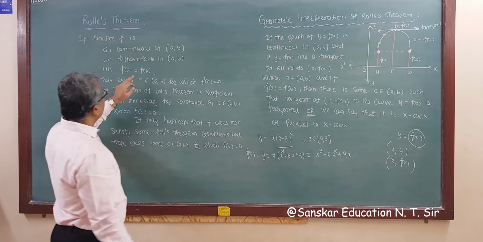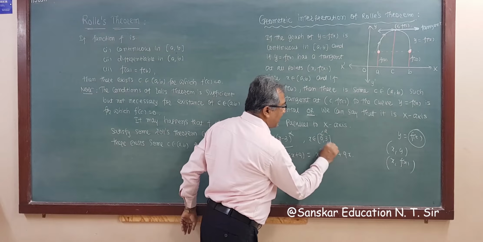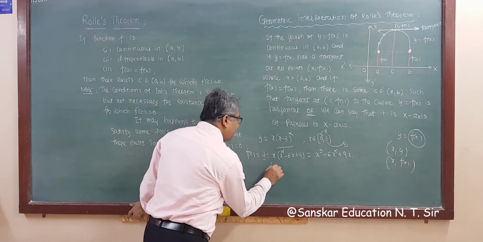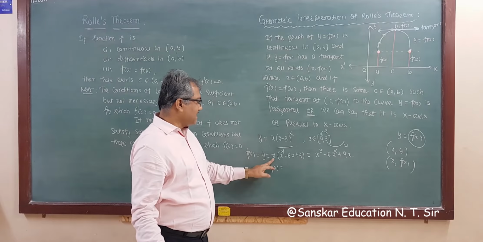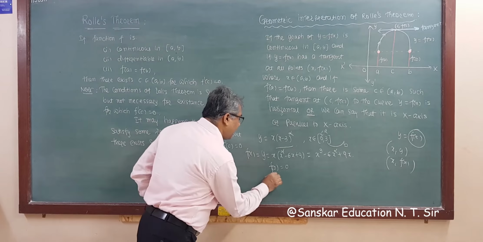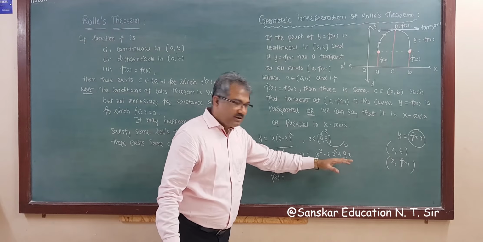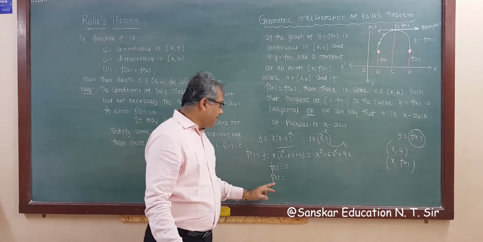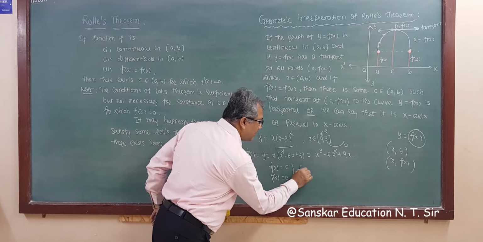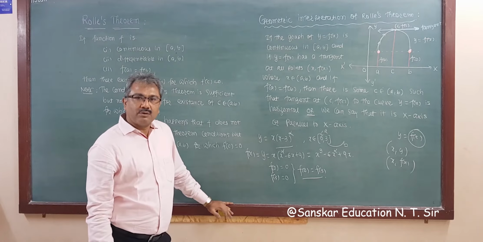Now you have to check the third condition: f of a is equal to f of b. So what is a here? a is 0 and b is 3. First we check f of 0. If we put x is 0, everything is 0, so f of 0 is 0. If we put x is equal to 3, then 3 minus 3 is 0. No need to expand here; that simplification is for differentiation only. So f of 3 is equal to 0. That means you got f of 0 is equal to f of 3.